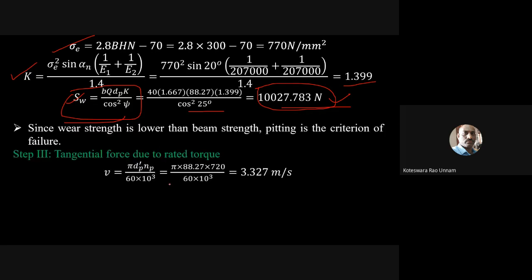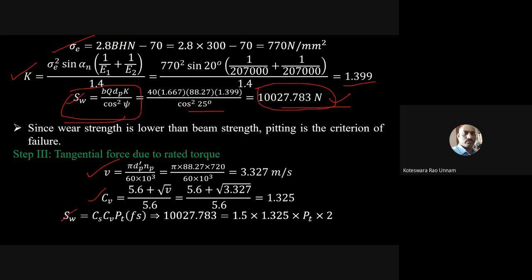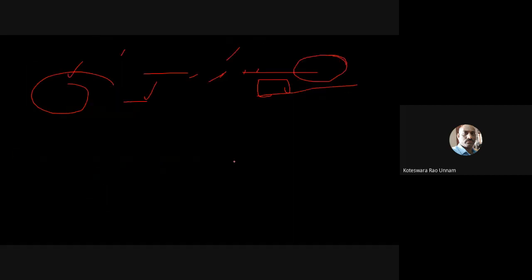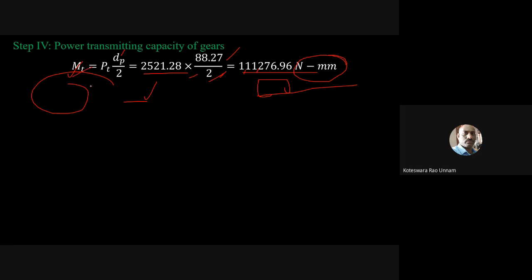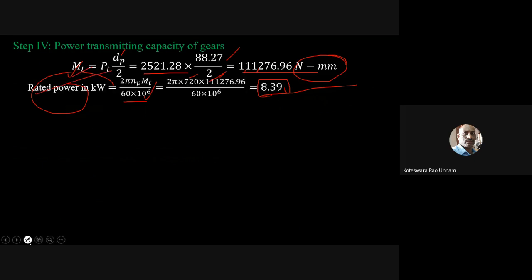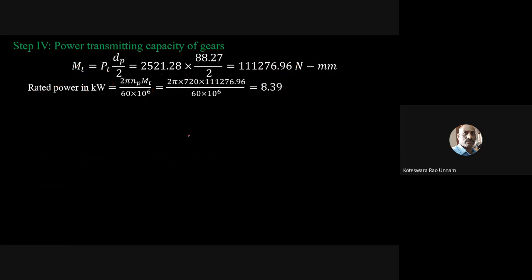Then based on this wear strength, we will calculate the rated power of the gear. For that we require V. Once you know V and CV, you can calculate the tangential component of the force on the gear. Then using this PT value, we can calculate the torque transmitted as well as the rated power. So like this, you can solve the problem.